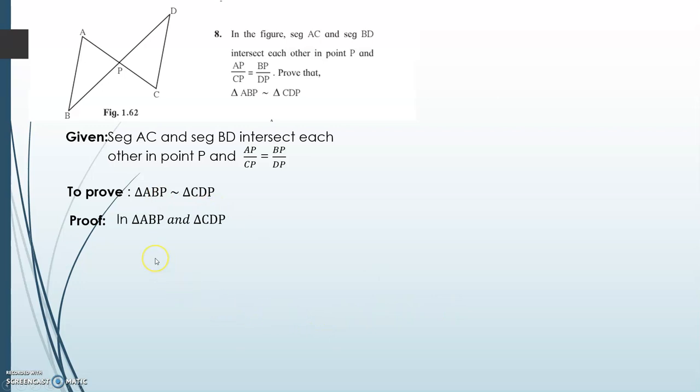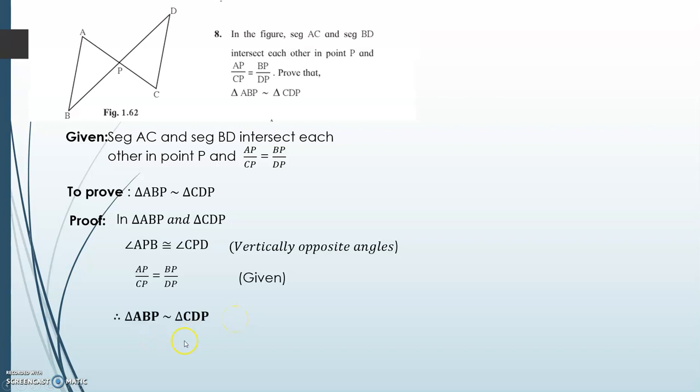Now, let's look at the triangles. Can you see the vertically opposite angles? So we can write angle APB congruent to angle CPD. And the reason will be vertically opposite angles. Now, the two sides are given to be proportional. Can you see the two sides? AP upon CP is equal to BP upon DP. So I'll write down that also. The two sides are proportional, and the reason will be given. Now we have got one angle congruent to one angle of the other triangle and two sides proportional. Therefore, the two triangles are similar by SAS test of similarity.